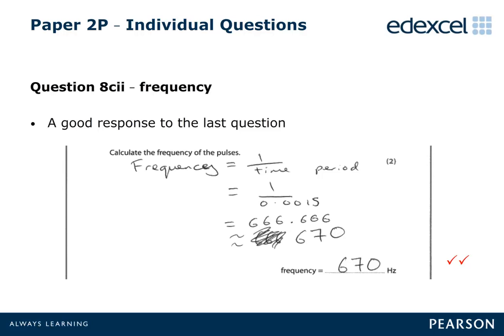This slide also shows an example of a good response to 8C Part 2. The students were asked to do quite a lot here. They needed to convert milliseconds to seconds. Most did this before substituting in the equation.